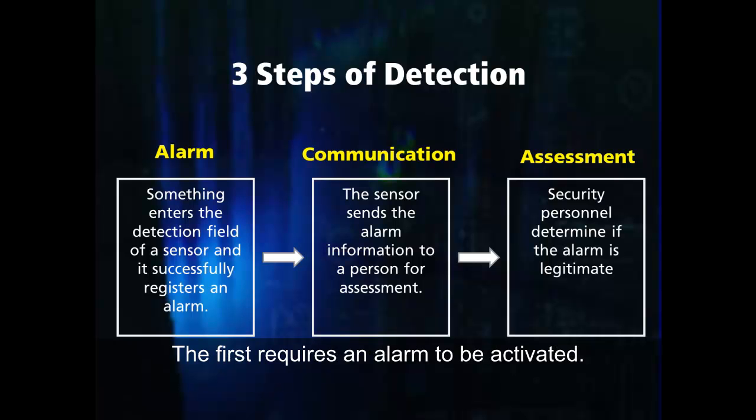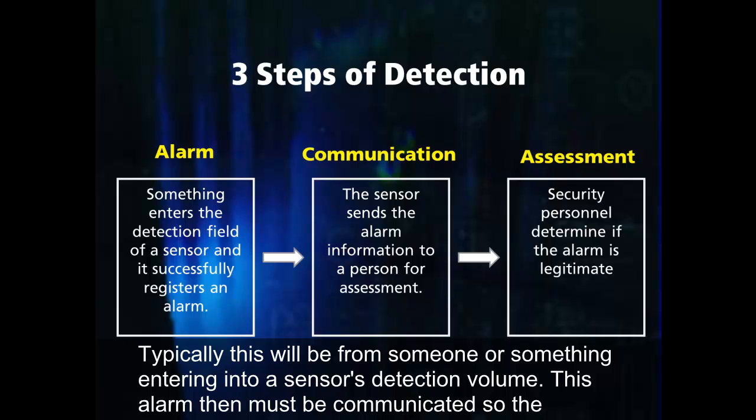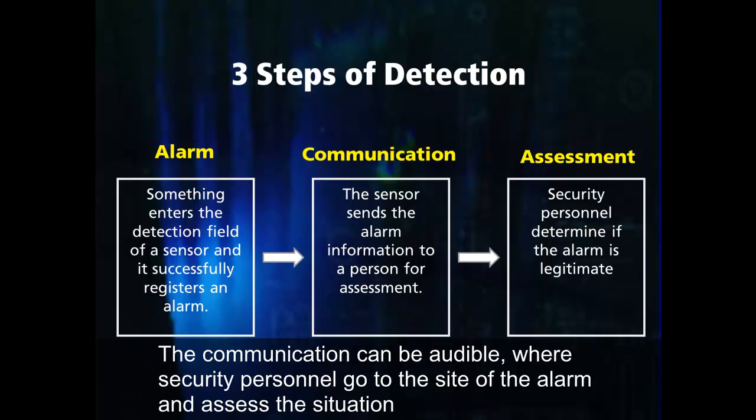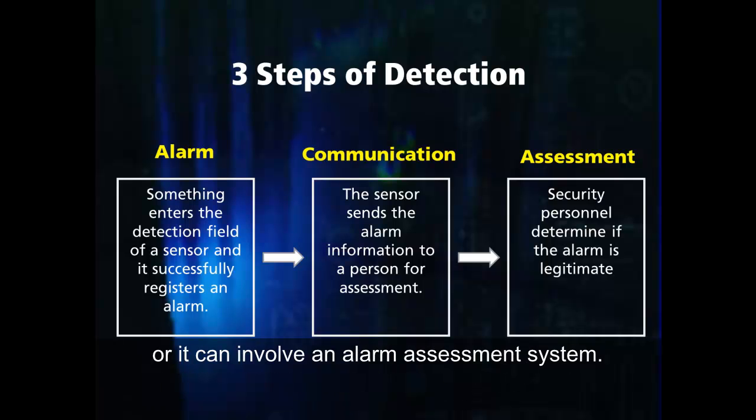The first requires an alarm to be activated. Typically, this will be from someone or something entering into a sensor's detection volume. This alarm then must be communicated so that a person can judge whether the alarm was caused by an intrusion or not. The communication can be audible, where security personnel go to the site of the alarm and assess the situation, or can involve an alarm assessment system.